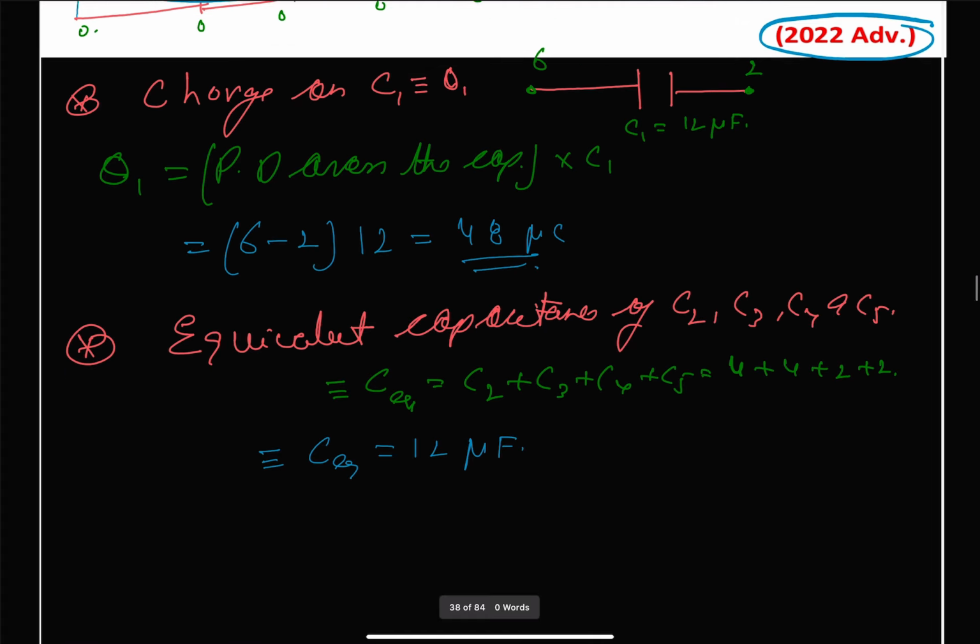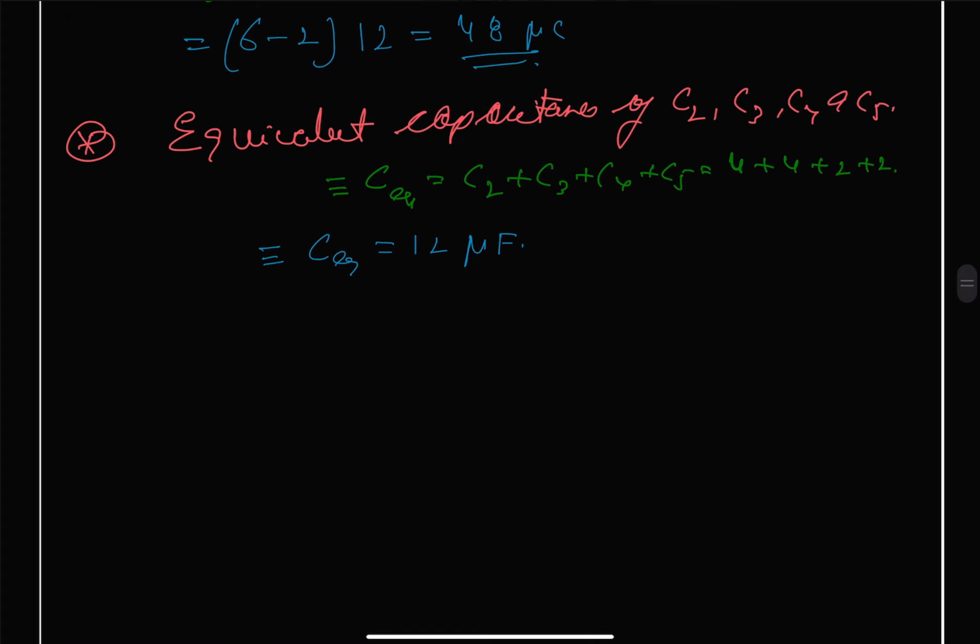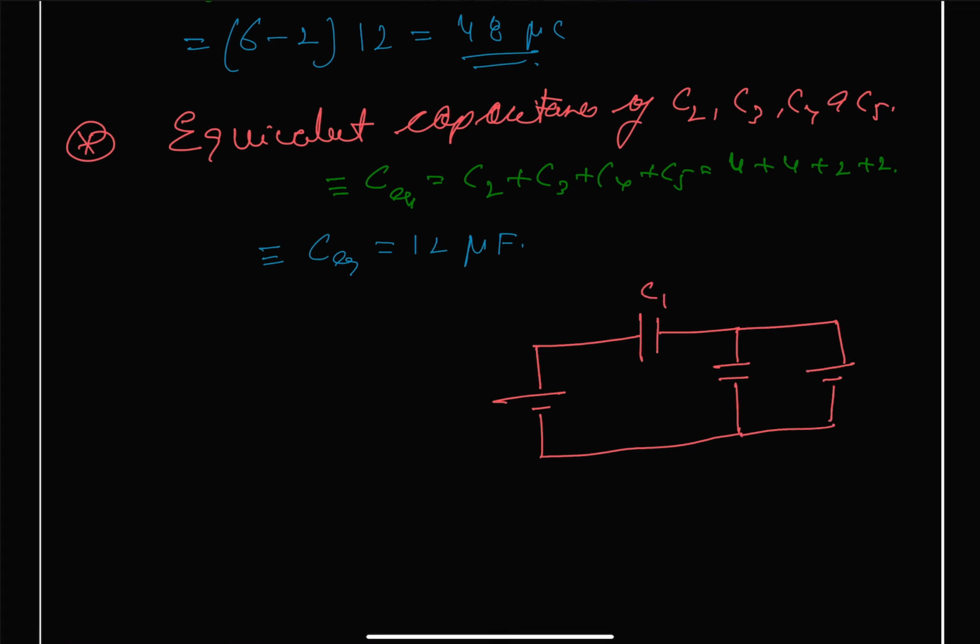Therefore, we can draw an equivalent circuit for that. So this is our equivalent circuit. This is our C1, which is having 48 microcoulomb, and we have voltage V, here it is 6, and this we found out C equivalent, which is about 12 microfarad, and this is the supply voltage of 2.